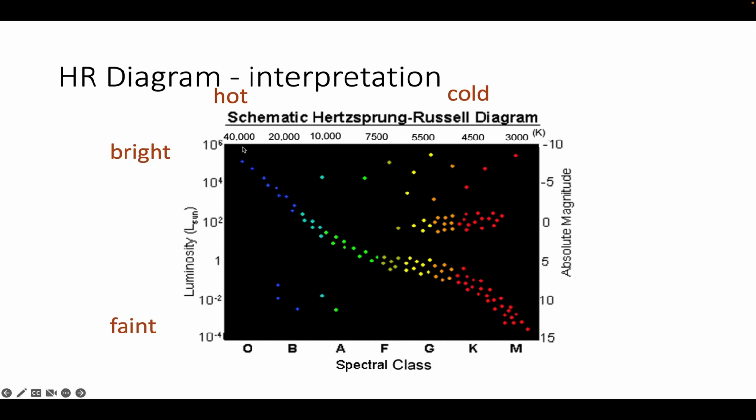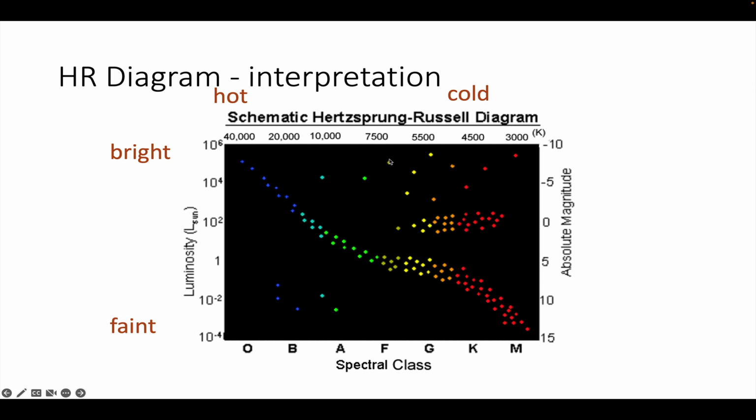Okay, so this is hot temperatures to cold temperatures. And then we've got bright things at the top and faint things at the bottom. So look, it's in the log, 10 to the 6th down to 10 to the minus 4. But look, this is absolute magnitude, so we've got small numbers at the top and large numbers at the bottom. So the strict mathematicians around you are going to have a really bad headache, because we've got small numbers at the top and big numbers at the bottom, and small numbers on the right and big numbers on the left.